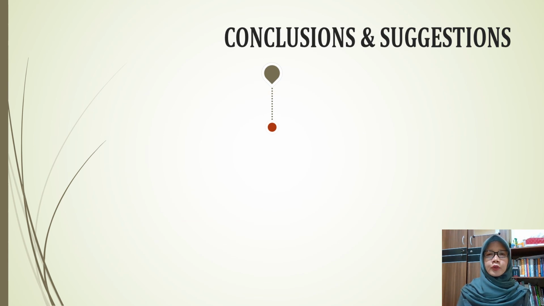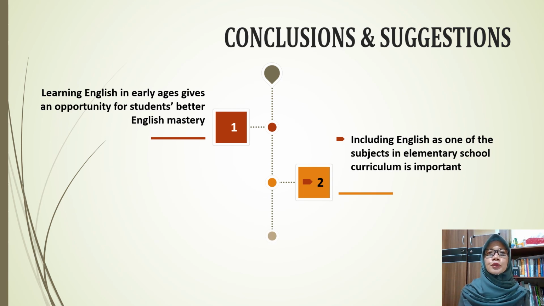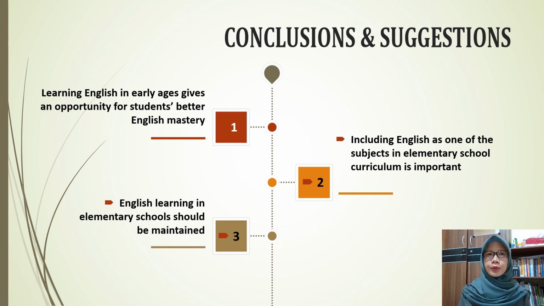This is the last part of our discussion: conclusion and suggestion. Including English as one of the subjects in the elementary school curriculum is important. Clear guidance of the English teaching and learning process for elementary school in the national curriculum will give opportunities to improve the quality of English teaching and learning in elementary schools. Learning English at an early age gives students an opportunity for better English mastery. English learning in elementary school should be maintained.